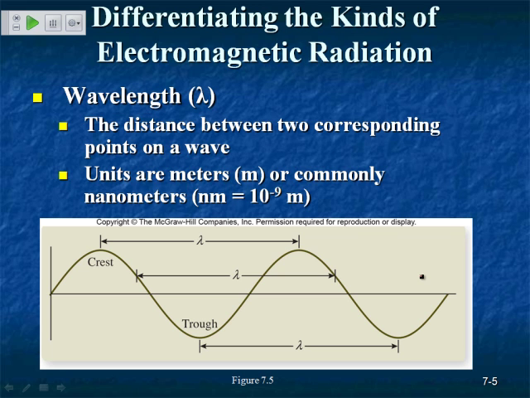Now usually wavelength is expressed in nanometers because these are very, very small distances. Of course, the SI unit for length is meter, but you will usually express the wavelength of a wave in nanometers. Remember, 1 nanometer is 10^-9 meters. So this is one of the characteristic properties we would use to differentiate kinds of electromagnetic radiation.